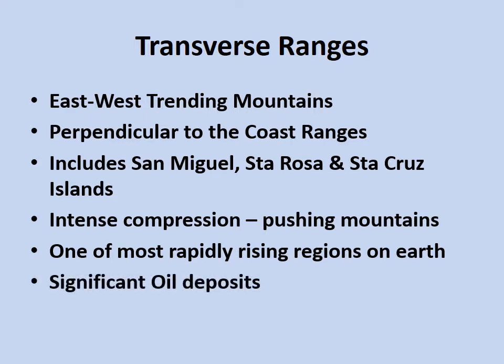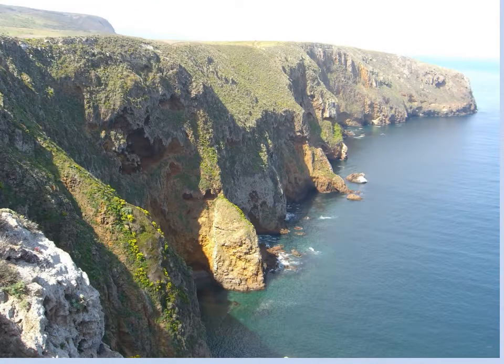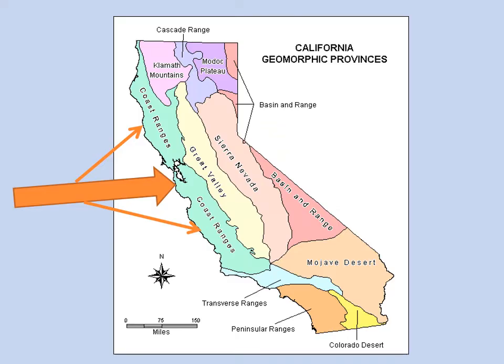Again, we have oil deposits here as well because of the geology. Southern Great Valley and this area are right adjacent to each other. So again, also significant oil deposits. Again, we have steep rocky coastline from the transverse range that extends out into the ocean, and again some of the islands out there, on into the desert.